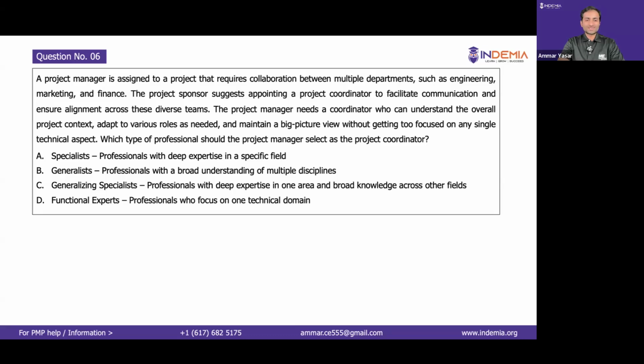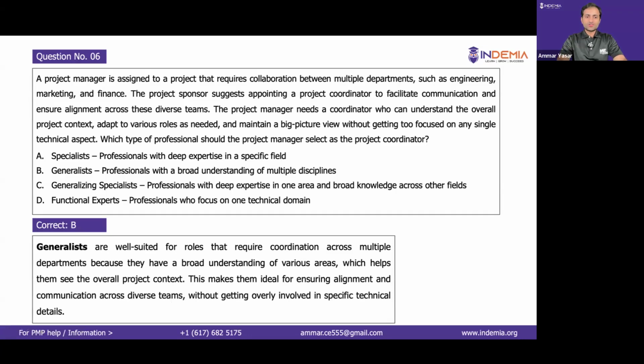So let's read the explanation. All right, so generalists are well suited for roles that require coordination across multiple departments because they have a broad understanding of various areas. Now, you may be thinking generalizing specialists are the best. That is right. But as per the statement, the requirement is of a generalist. That's why we're choosing option B over C.